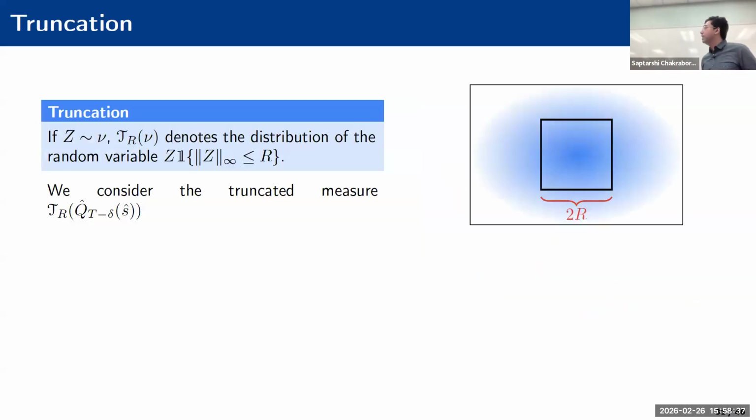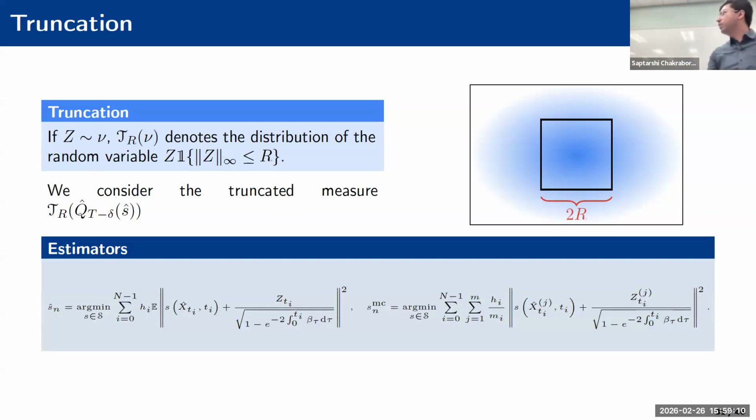One final thing before we move on to the theory is a little truncation. We work with a truncated version of the reverse process. After reaching time T minus delta, we truncate the distribution at R, so each side is 2R, but of course we'll also choose R based on the number of data samples that we observe. And remember, we have these two estimators. I just wanted to briefly recap that.